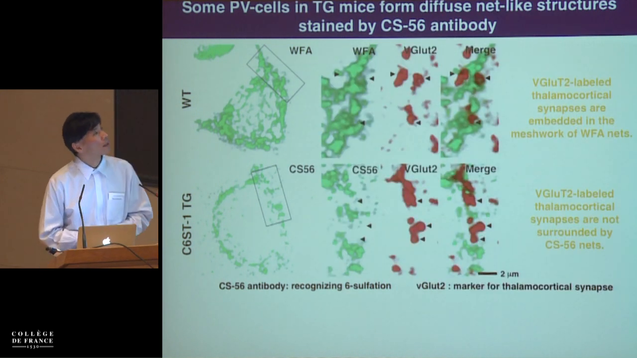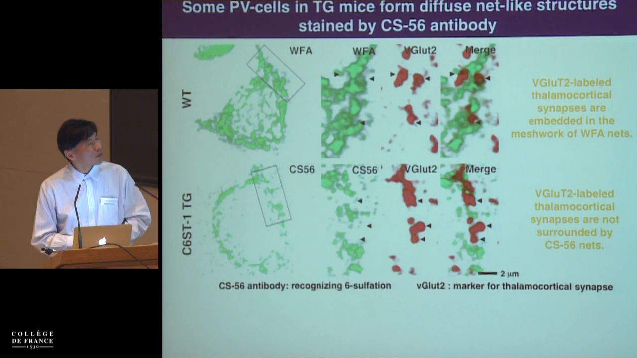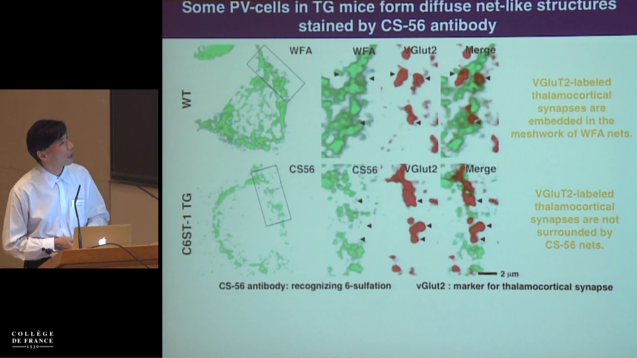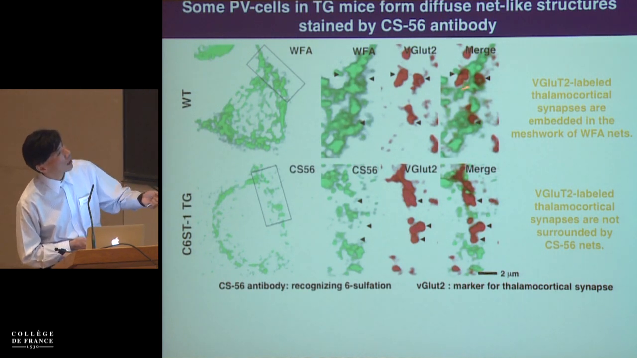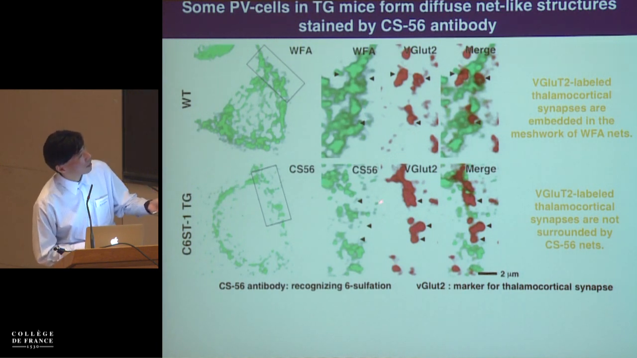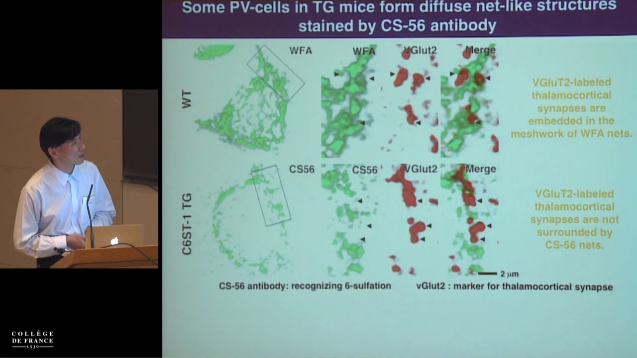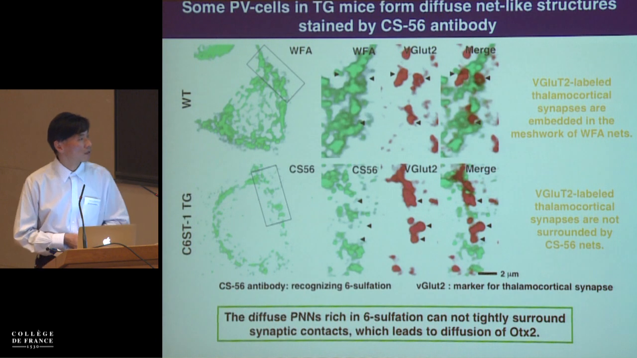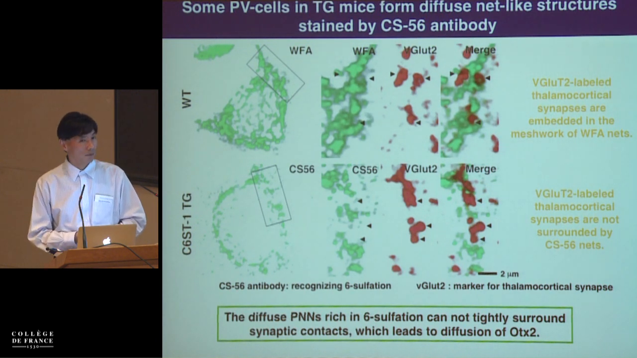In wild-type mice, VGLUT2-labeled thalamocortical synapses are embedded in the meshwork of WFA-positive nets, whereas these synapses are not surrounded by a CS56 net, indicating that the diffuse perineuronal net rich in 6-sulfation cannot tightly surround synaptic contacts, which leads to diffusion of OTX2.